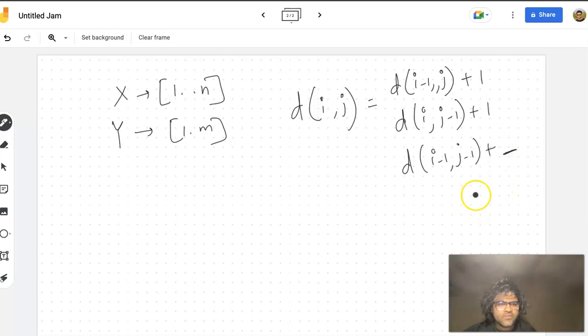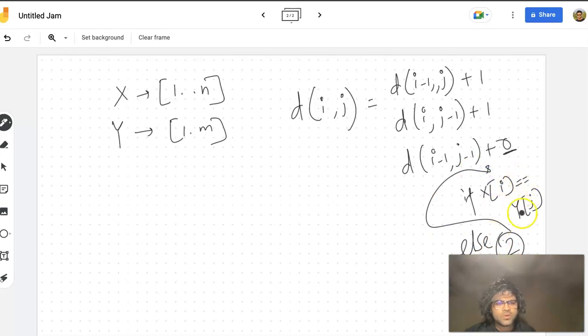If x i equals y j, then it is 0, else it is 2. So this value is 2 if these two are not similar, and we are taking the minimum of these. This is just a revision.